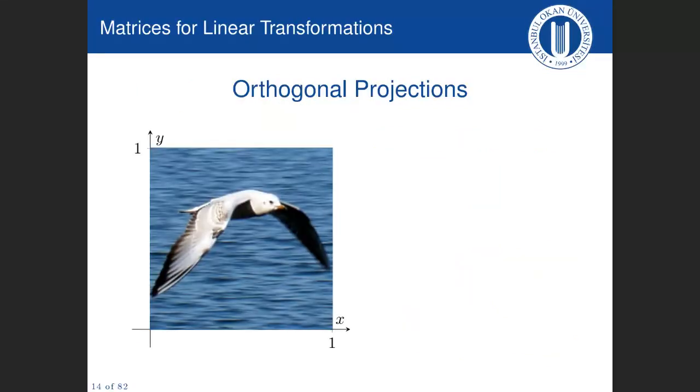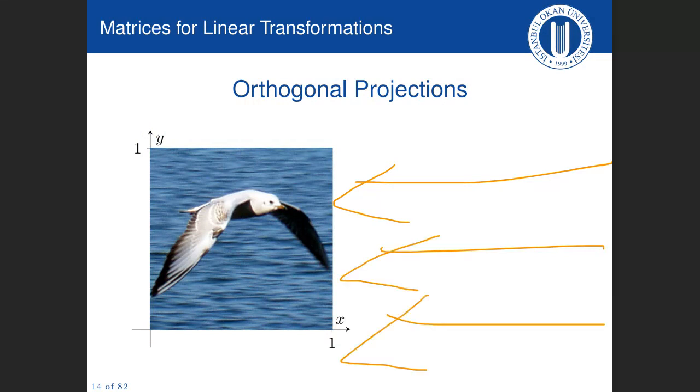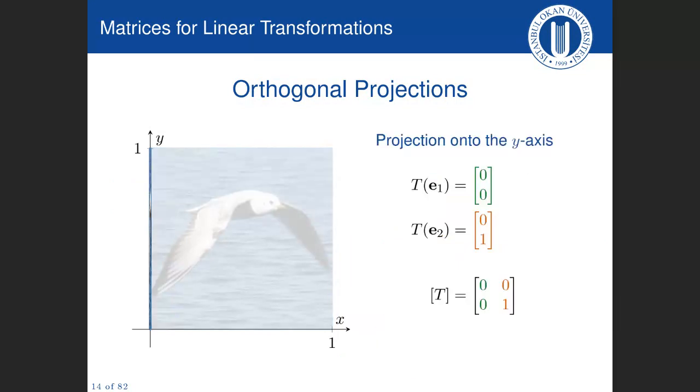Or, of course, we could do the same thing, but projecting onto the y-axis. Take the whole xy plane and squash everything from the left and from the right. Squash everything onto the y-axis. Then E1 maps to 0, 0, and E2 doesn't change. E2 stays as 0, 1. We have our standard matrix.